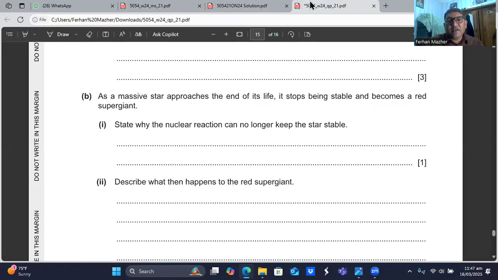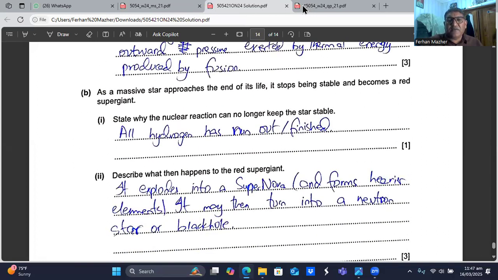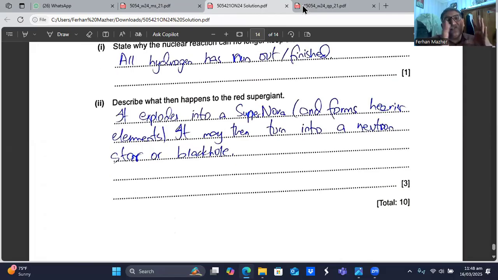Then the question is, describe what happens to the red supergiant. You should remember the life cycle of a large star. When the red supergiant happens, then the fusion of helium takes place, and then it explodes as a supernova. And when the supernova happens, the core of that very large star either converts into a neutron star or it becomes a black hole. If that star is very large, it will convert into a black hole at the end.